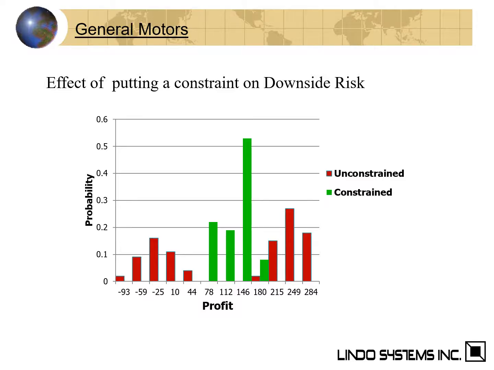But I suspect most people, most managers who have to sort of listen to the voice of their stockholders would prefer the green histogram. And of course, the question is, what do you give up in order to get the green histogram rather than the red histogram? You give up a certain amount of expected profit by doing that.